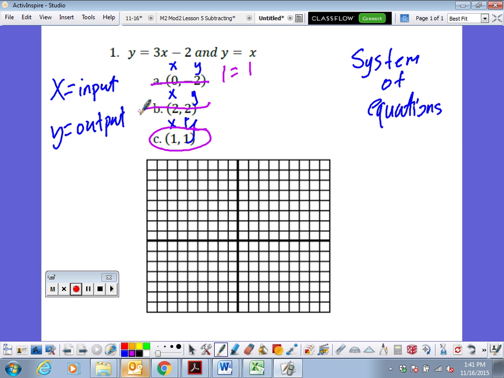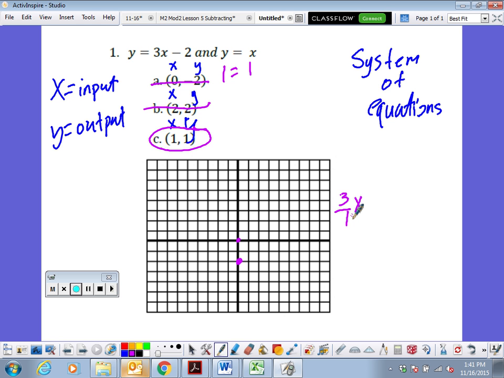Next it says graph, to prove which one is your point of intersection. When you have a system, we're going to go over this in the next couple of days, where they intersect is your one possible solution set. So here's my 0. This first one is y is equal to 3x minus 2. So my y-intercept is negative 2. My slope is 3x, which is the same thing as saying 3 over 1x.